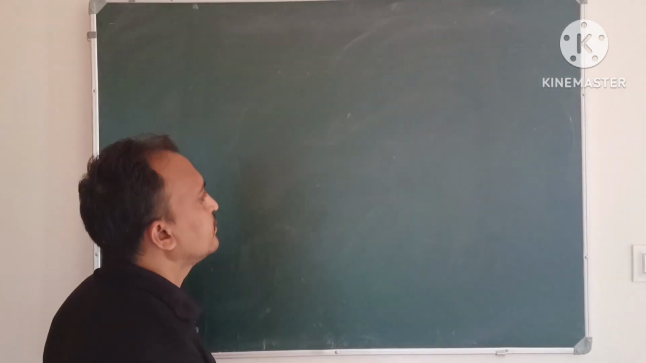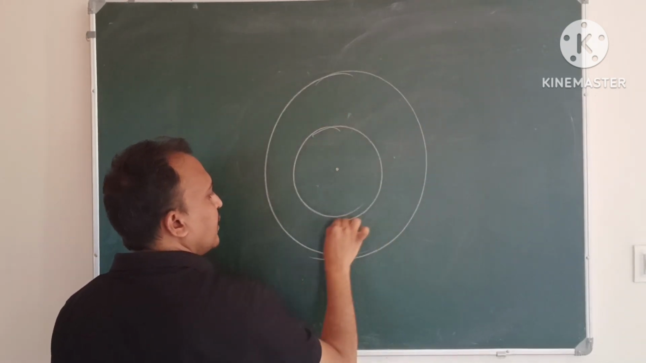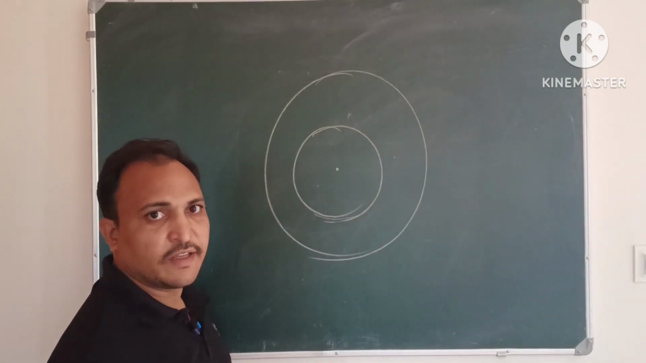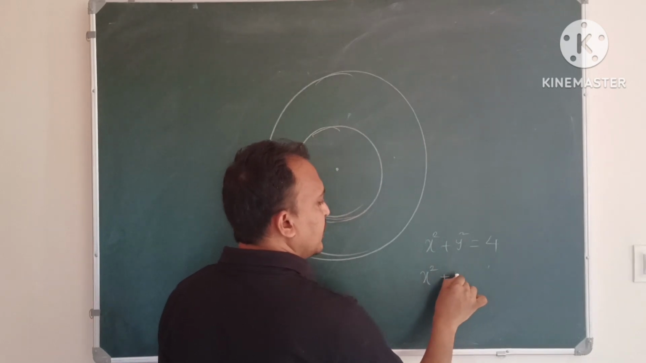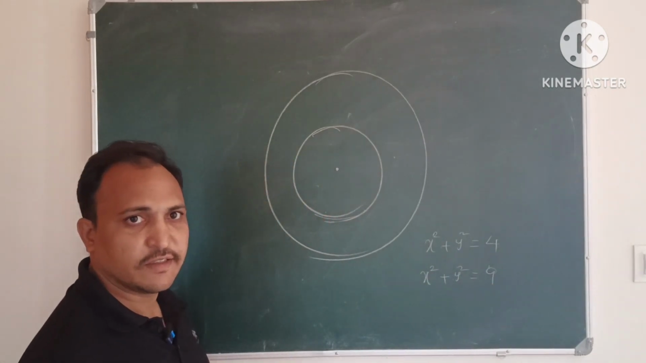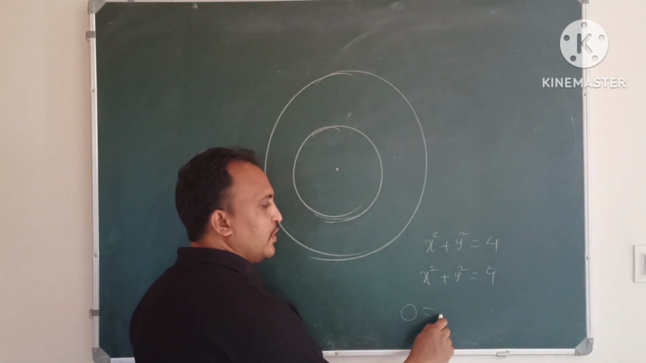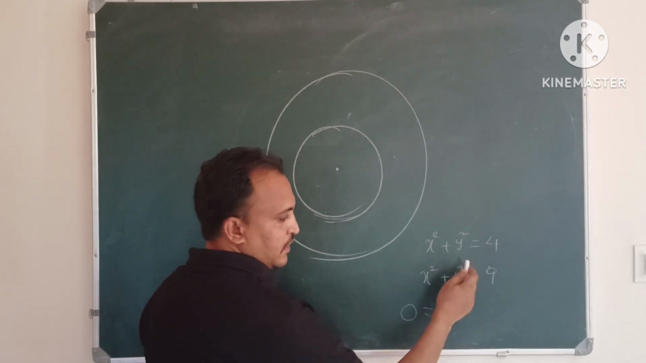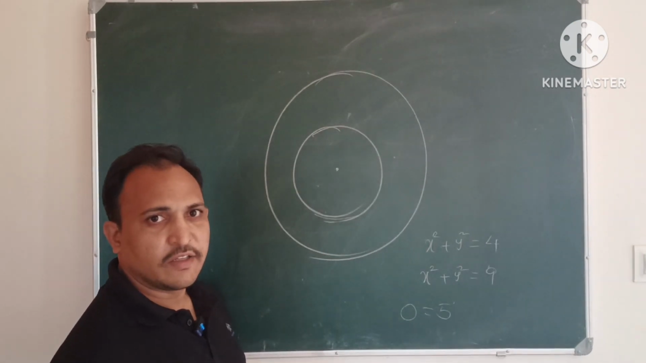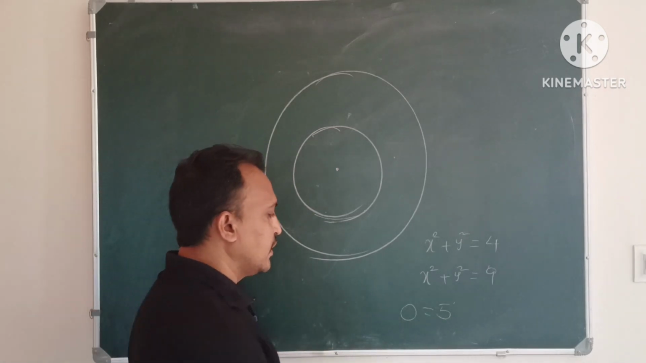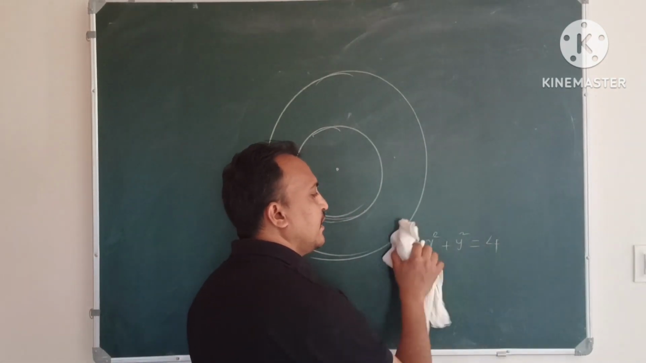Next, the last case is if two circles are concentric circles, a radical axis will not exist. Why? Because suppose you take x square plus y square is equal to 4 and x square plus y square is equal to 9. These two are concentric circles, right? What is the formula to find the radical axis? S minus S dash equal to 0. If you subtract these two, 0 is equal to 4 minus 9 or 9 minus 4, you will get 5 or minus 5. So 0 equal to 5, we got. Is it correct? No. So that's why in the case of concentric circles, a radical axis does not exist.